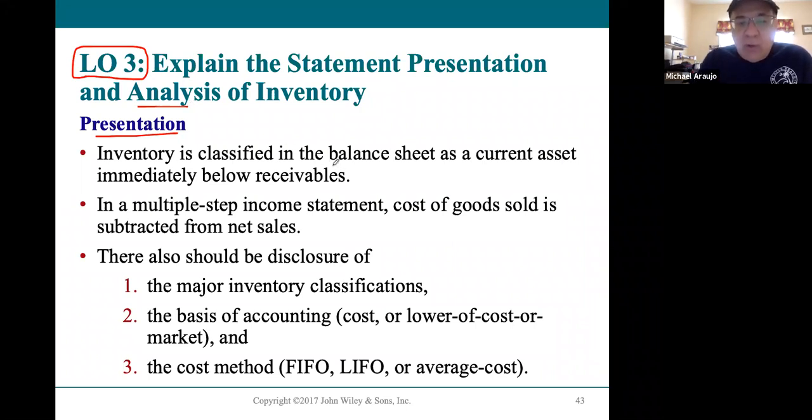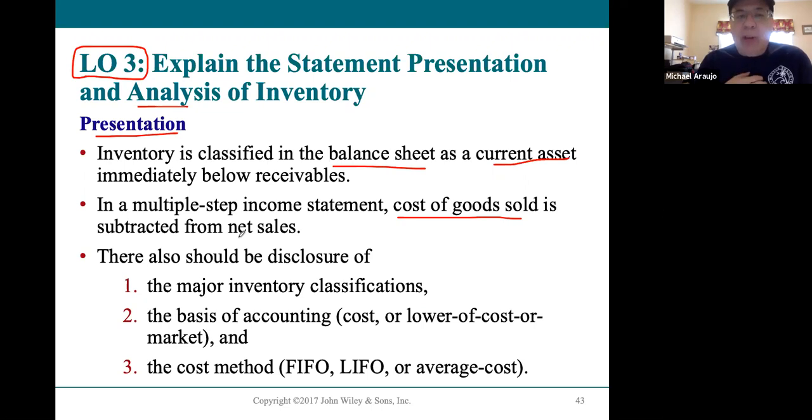As you know, inventory is a balance sheet item. It's a current asset, and so you'll see it on the balance sheet under current assets. It usually is right below the receivables, as it says here. After we sell the inventory, it's expensed as cost of goods sold on the income statement, and that gets subtracted from net sales, okay?